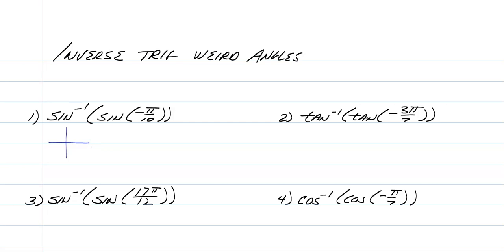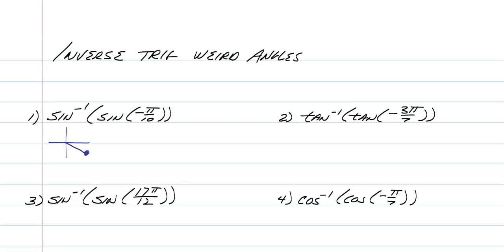So where is negative pi over 10 going to be? Well, negative pi over 10 is down here. And we don't know what sine is of negative pi over 10. That's why we're just going to be thinking in terms of reference angles, because we're doing the inverse sine of sine. Those are going to cancel. So your answer is simply going to be something to do with that reference angle, okay?